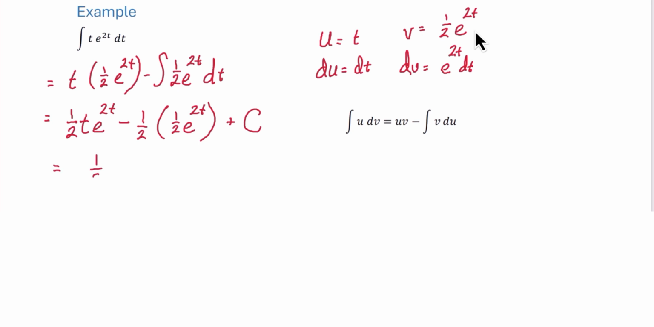Finally, we can simplify a tiny bit. Copy that first term. Negative 1/2 times 1/2 is negative 1/4 e to the 2t plus c.